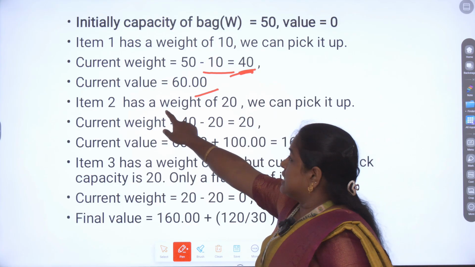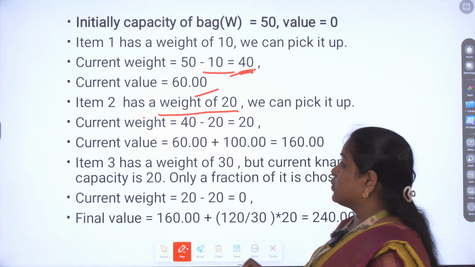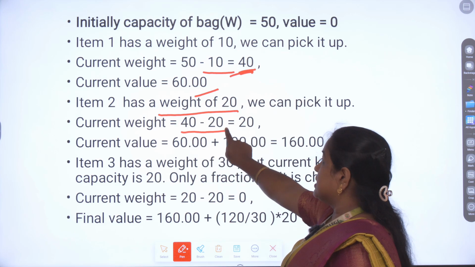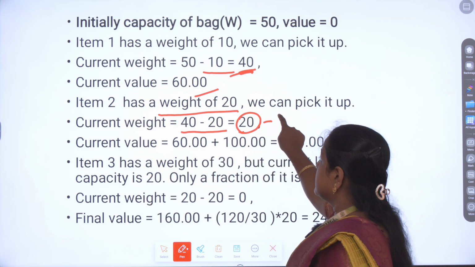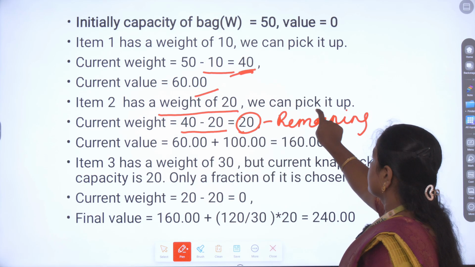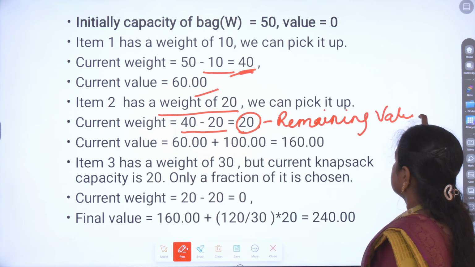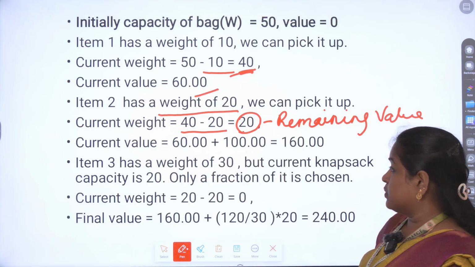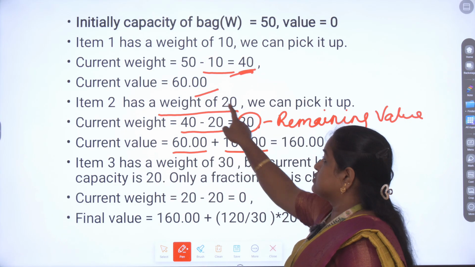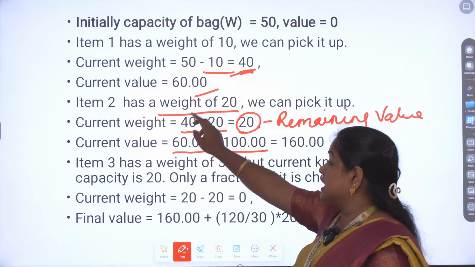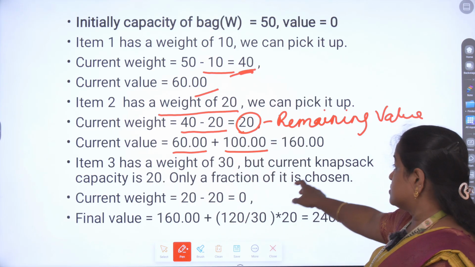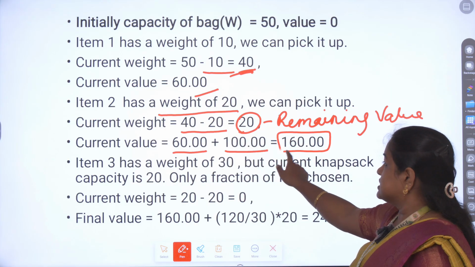Now I am going to take item 2, the weight is 20. It is lesser than 40, so I am reducing it, 40 minus 20. So 20 is my remaining capacity. Now the current value is 60 plus 100. My current value was already 60 and now I am adding the 100 value to this. So my total value will be 160 now.